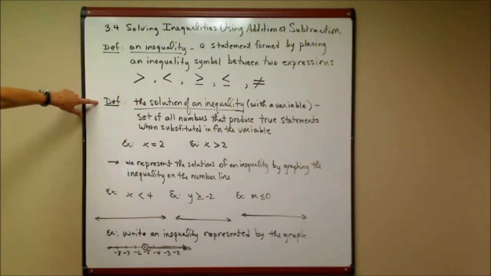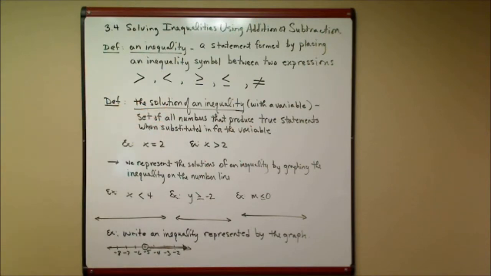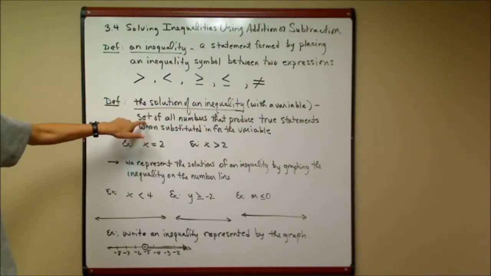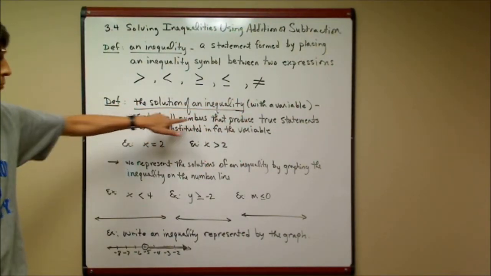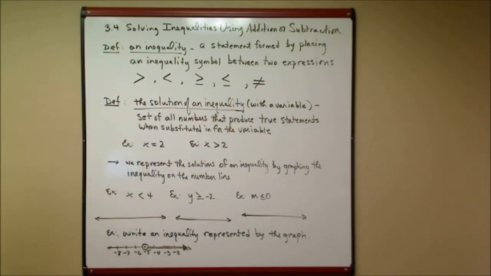All right, so let's define what a solution to an inequality is. Now notice here I have a singular solution, but typically with an inequality we have many solutions. A solution of an inequality with a variable is the set, notice plural here, meaning set of more than one answer, the set of all numbers that produce true statements when substituted in for the variable.